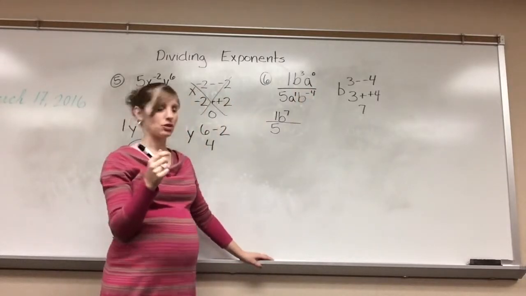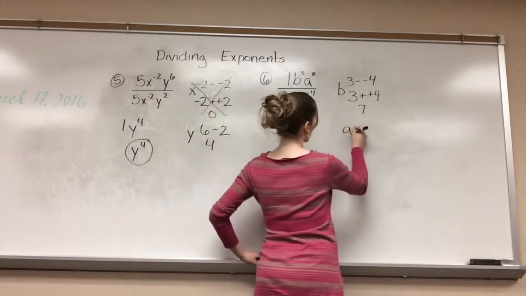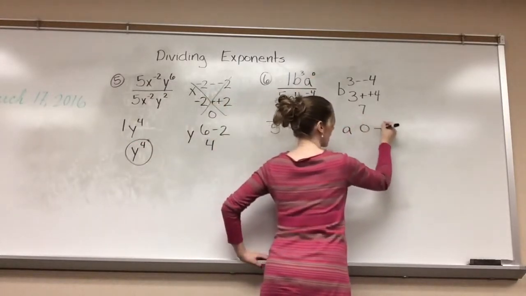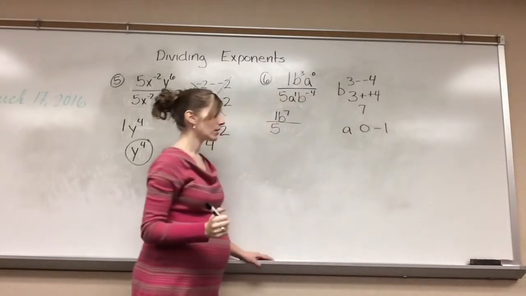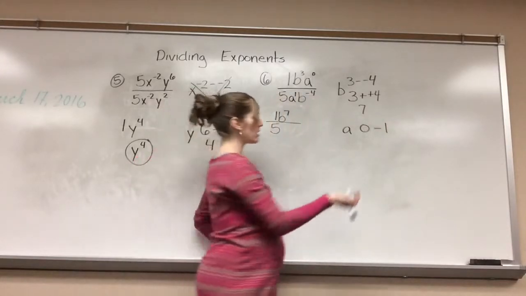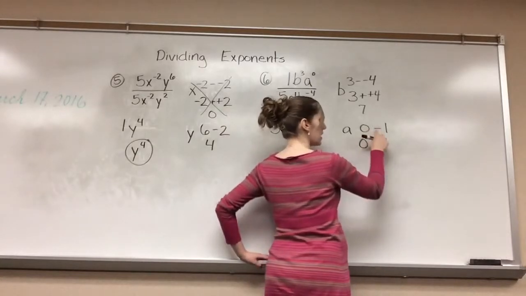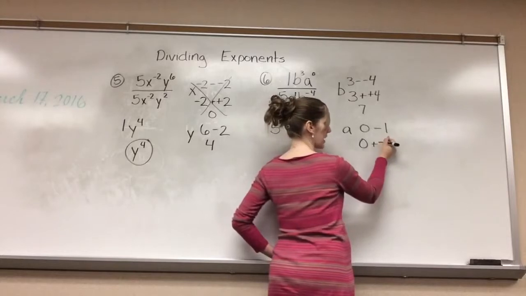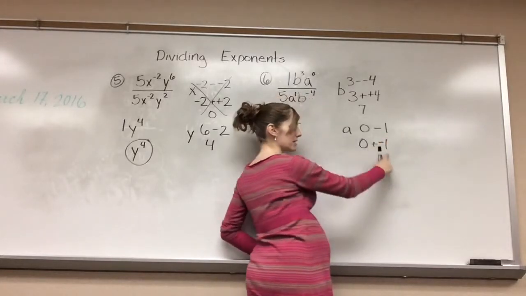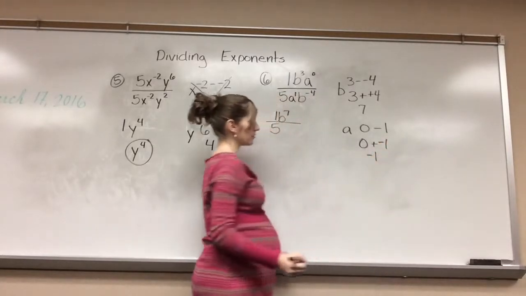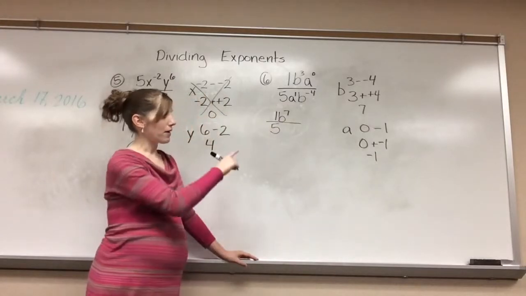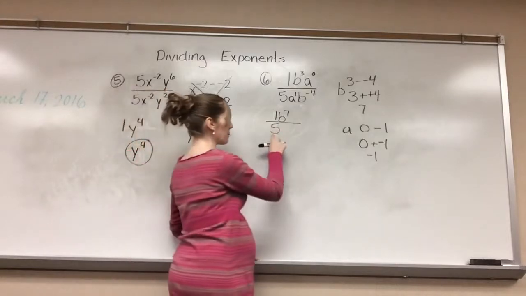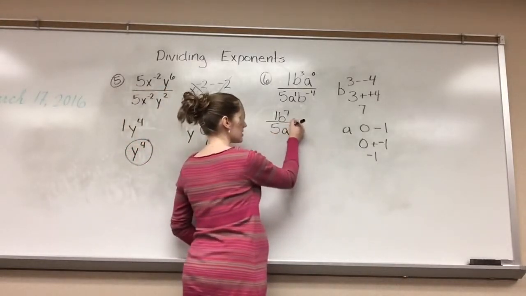And now we can actually subtract them. So for the a's, we're going to do top minus the bottom, so that's 0 minus 1. We can change it to adding the opposite. Your front number stays the same. Subtraction becomes addition, and instead of a positive 1, I will make it negative 1. So 0 plus negative 1 is negative 1. Well, if we have a to the negative 1, that means it goes in the denominator of our fraction, so I'm going to put it by the 5 as a to the 1st power.